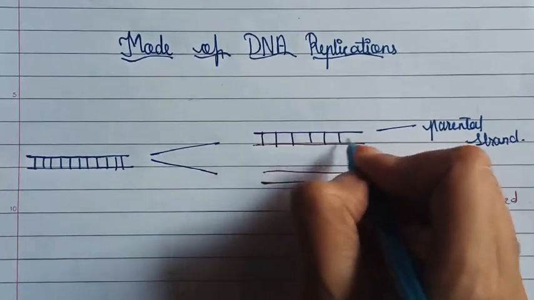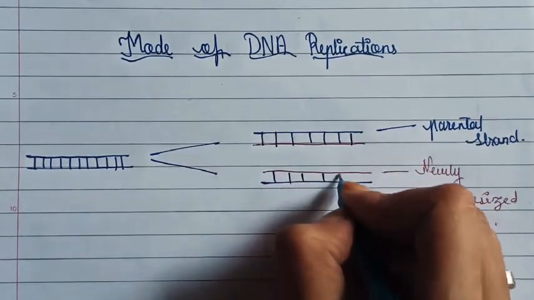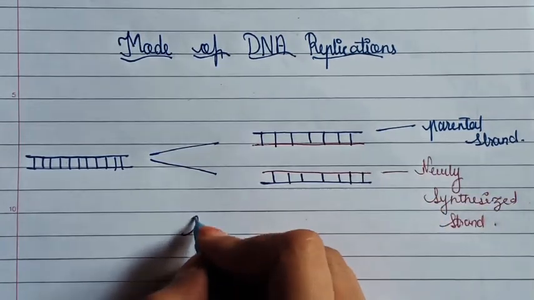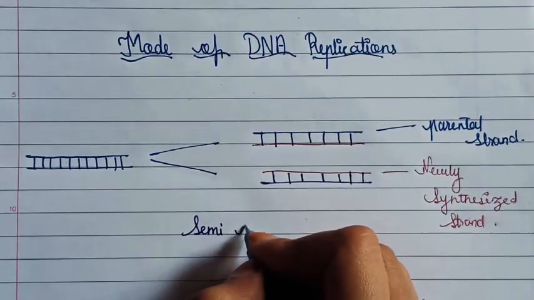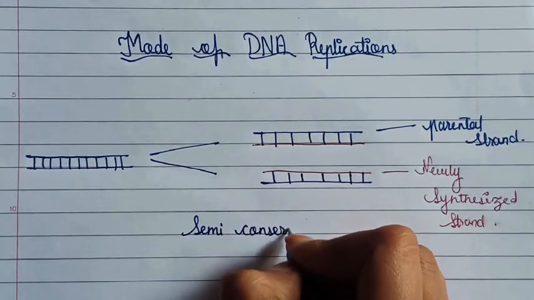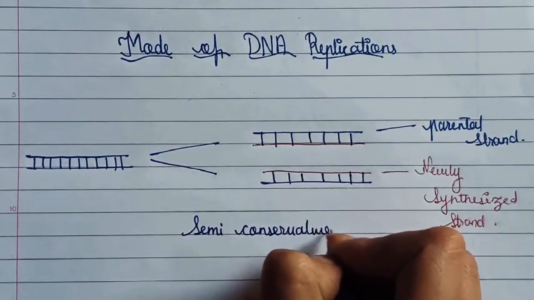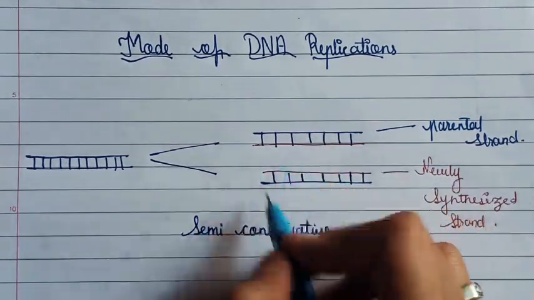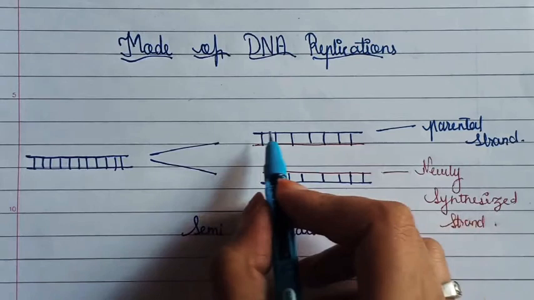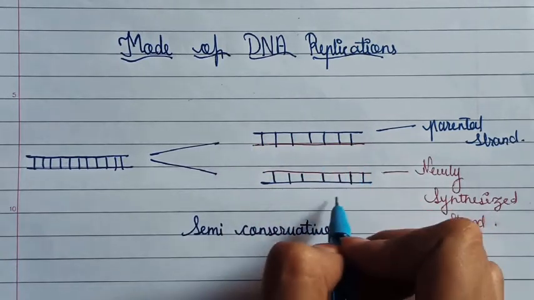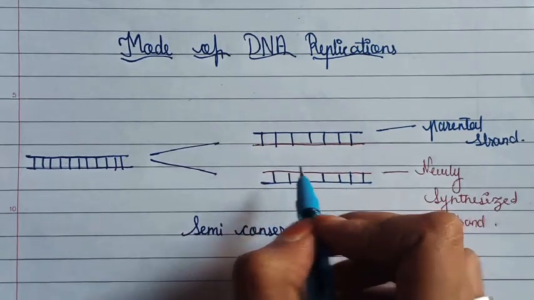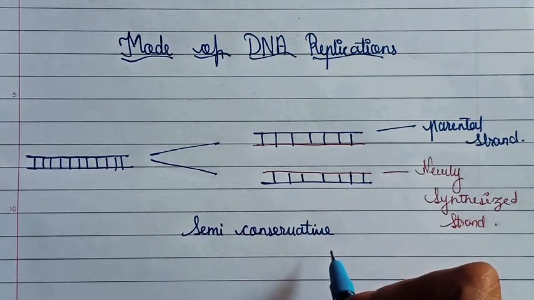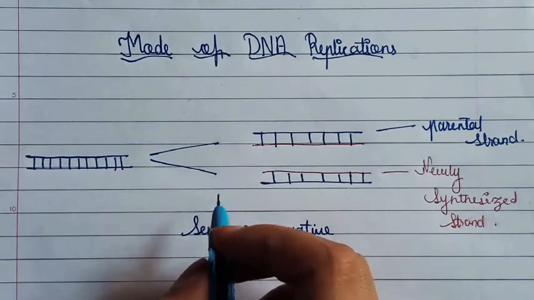So in this manner the DNA gets replicated, and this mode of replication is known as semi-conservative. Why is it known as semi-conservative? Because the whole DNA is not conserved. Half of the DNA is conserved and half is newly formed. So this mode of replication is known as the semi-conservative mode of DNA replication, and this is said by Watson and Crick.